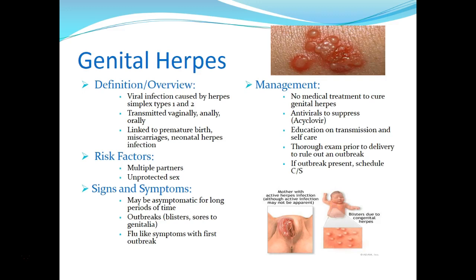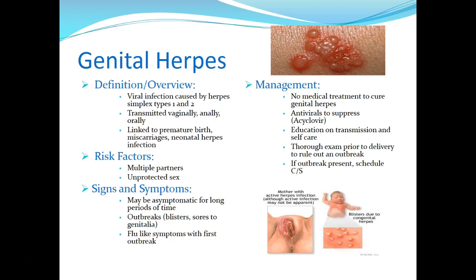Genital herpes. This is a viral infection that's caused by herpes simplex types 1 and 2. It is transmitted vaginally, anally, and orally. It's linked to premature birth, miscarriages, and it can be linked to neonatal herpes infection. Signs and symptoms for genital herpes can be asymptomatic for very long periods of time until you have an outbreak, which looks like blisters or sores to the genitalia.